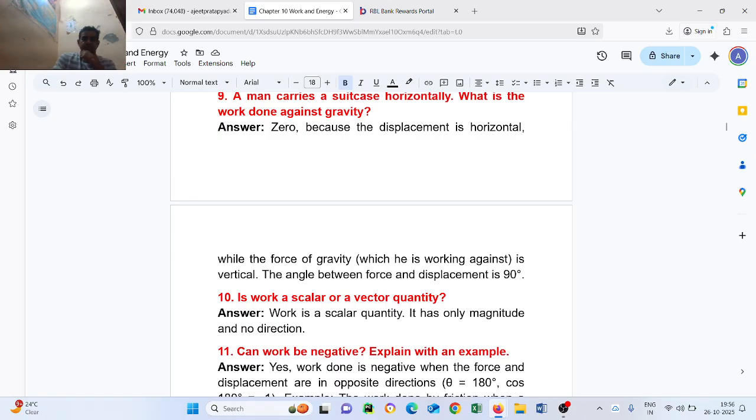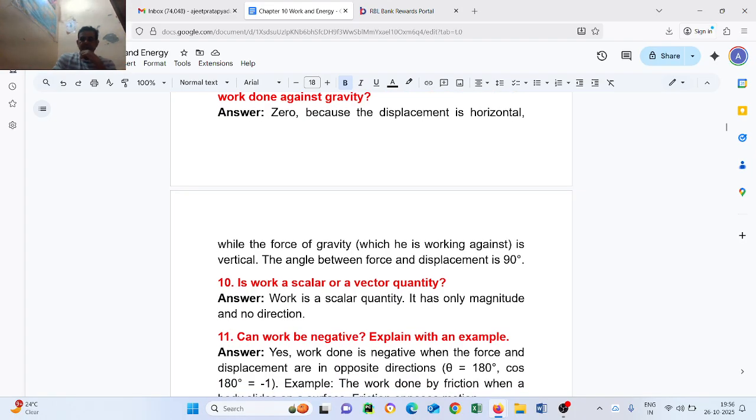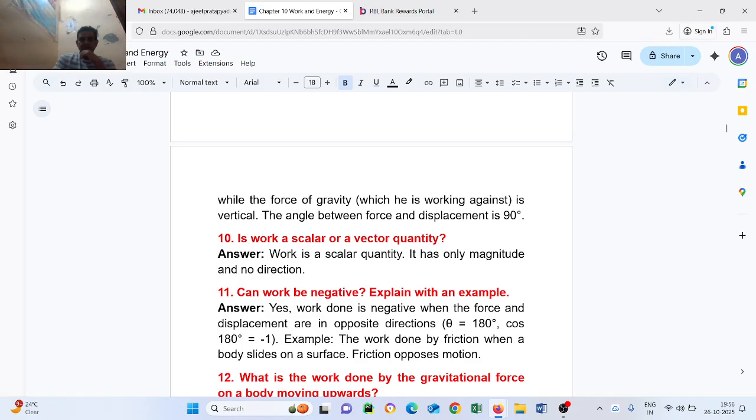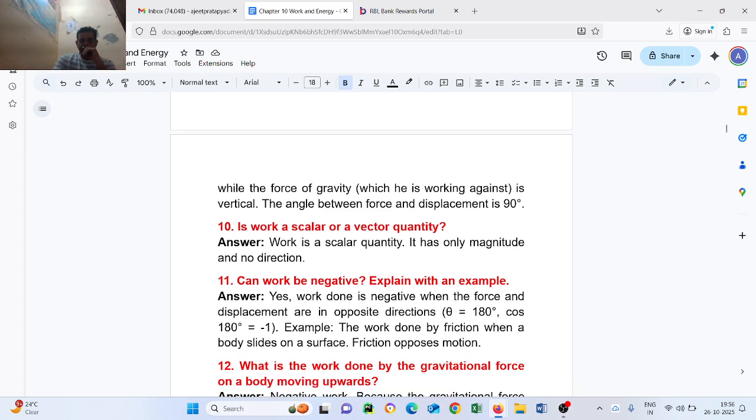Question number 10. Is work a scalar or vector quantity? Answer, work is a scalar quantity. It has only magnitude and no direction.